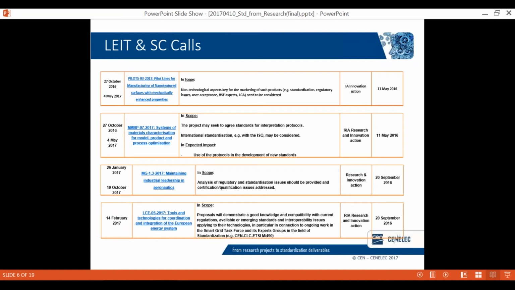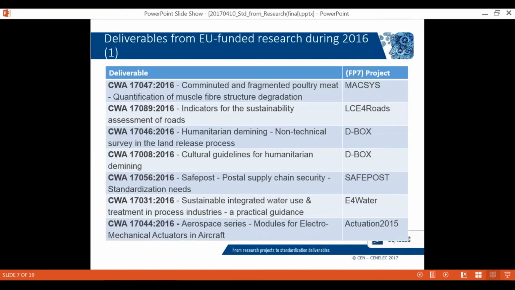The next slides I'm handing over to my colleague, Luc. Thank you, Andrea. So let me show you first the deliverables published during 2016 that are known to CCMC to be closely related to an EU-funded research project.